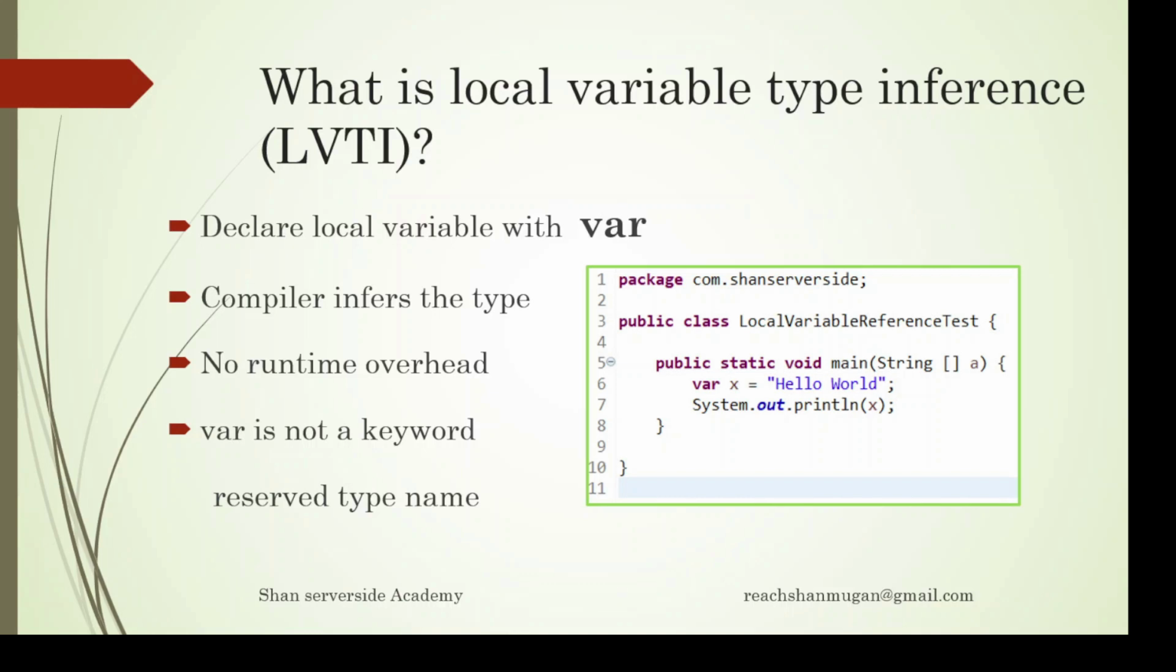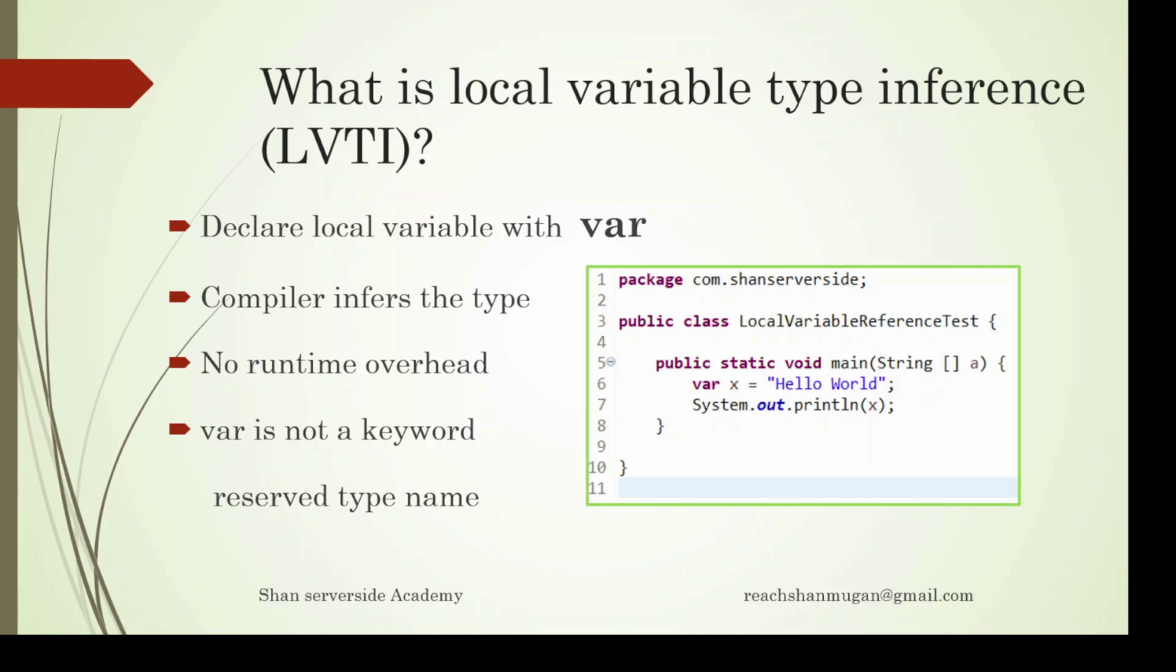So what will happen? The compiler is going to infer the target type from the code, replace var with the target type, and then write the bytecode. Because of this, there is not going to be any runtime overhead when you use this feature, because the compiler takes care of writing the target type. So when the JRE runs it, it knows what the target type is.